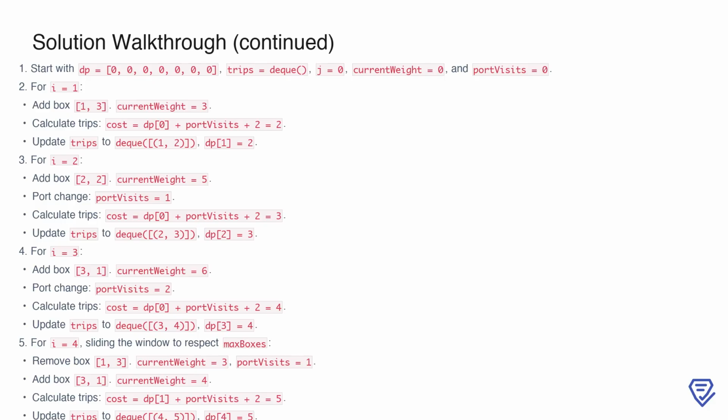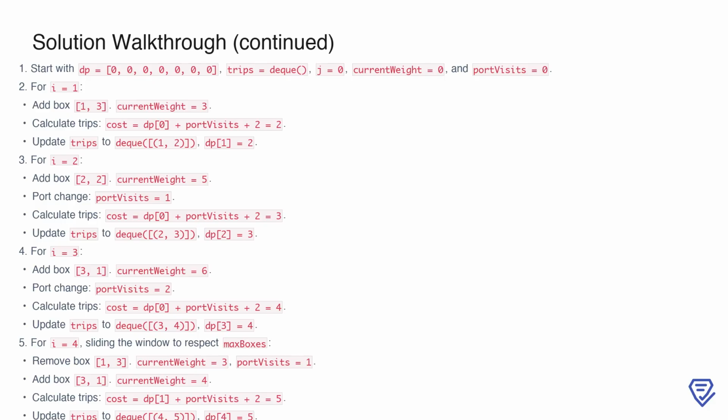For i equals 1, adding the first box, 1, 3, increases the weight to 3 with no port change. The trip cost is calculated as dp[0] plus port visits plus 2 equals 2. We update the deque to (1, 2), and set dp[1] equals 2.